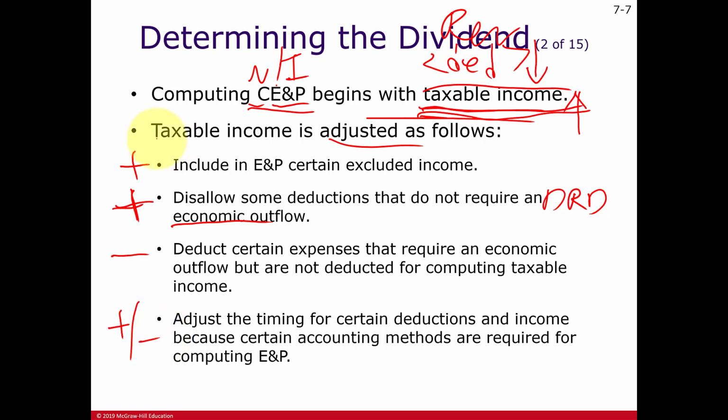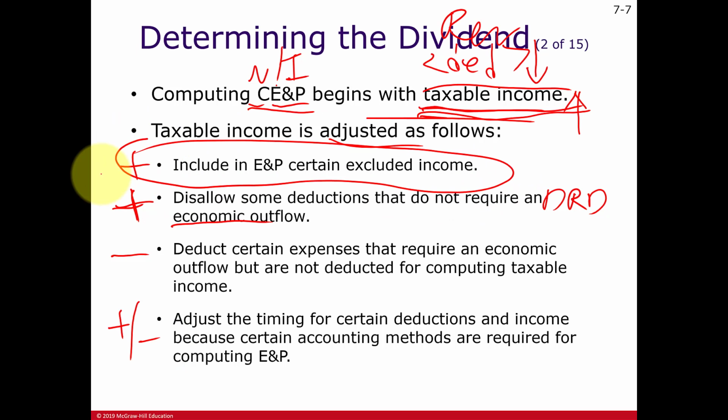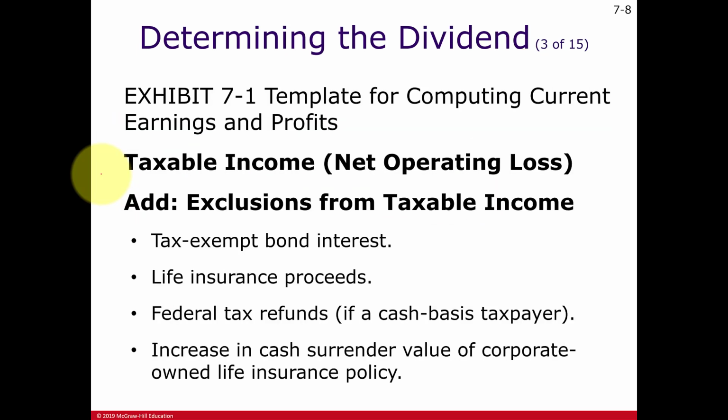So the first one we'll look at is this one, to add in tax-free income. So examples of tax-free income was the municipal bond interest, the life insurance proceeds. When you receive a federal income tax refund, it's not taxable, but you add it in to get the current earnings and profits. The last one is more like the concept of comprehensive income, where you're looking at something equivalent to cash. So you have something called cash surrender value with a life insurance policy, and if it's increasing, you have more liquid funds available to pay out dividends, so that's going to increase your current earnings and profits.